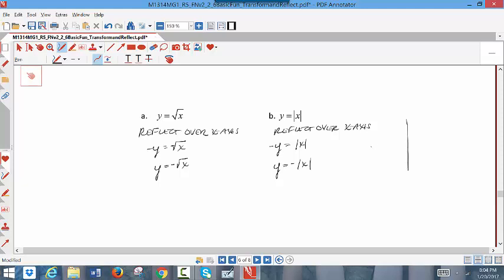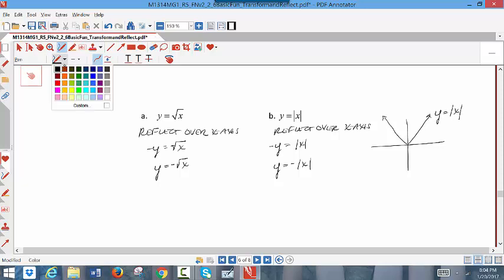Graphically, this would be the V shape of y equaling the absolute value of x, and if it was reflected over the x-axis, it would look like this, and it would be y equaling the negative absolute value of x.